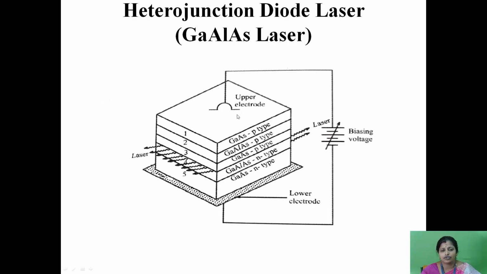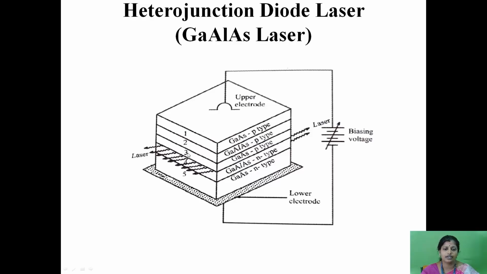Now the construction of the heterojunction diode laser. The upper layer, the upper electrode, is gallium arsenide P-type material, and gallium arsenide N-type material is the lower electrode. The upper and lower electrodes, anode and cathode, are connected to forward biasing. Then the second and third layers are gallium aluminum arsenide P-type region and gallium arsenide P-type region, and the fourth and fifth layers are gallium aluminum arsenide doped N-type and gallium arsenide N-type region.